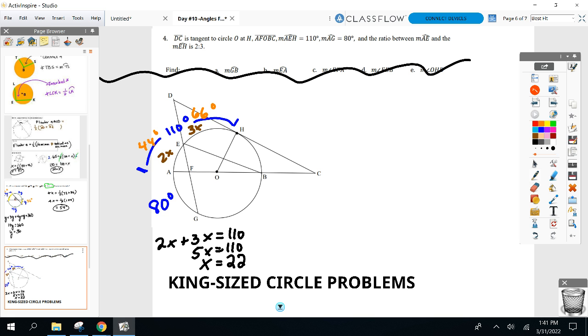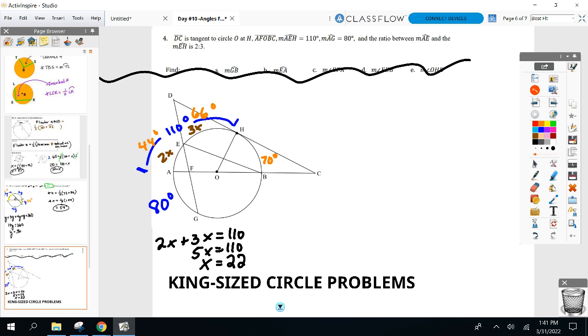Listen to me, start looking for diameters. Why do I say that? A diameter cuts a circle into how many degrees? 180. Don't I have a diameter up here, AOB? I know part of it's 110, the other part has to be 70. Everyone agrees? It's 180 degrees in a semicircle.